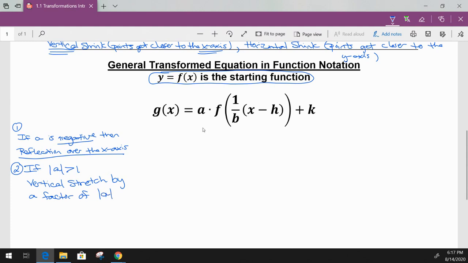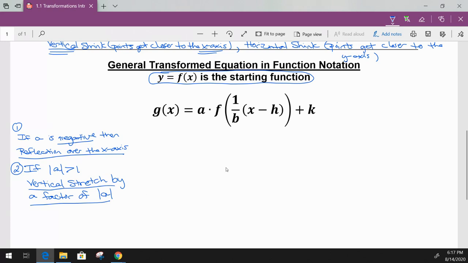So we're looking at the absolute value, which means we're disregarding whether it's positive or negative, because if it's negative, that's going to be reflection. But if it's a -5, it's going to be a vertical stretch by a factor of 5, not -5. So we'll see that more when we get into more examples.